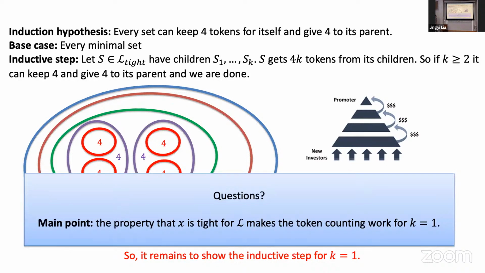Okay. And the main thing I'm going to tell you, which is just that this property that X is tight for L is exactly what makes this case work. This would have failed for general matroids and general laminar families, but the fact that we're tight for L is just going to make the case where you have 1 child work. That's the whole idea.